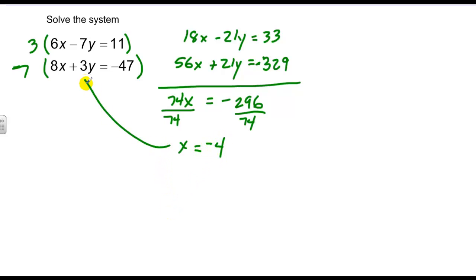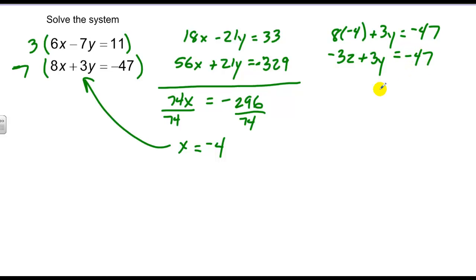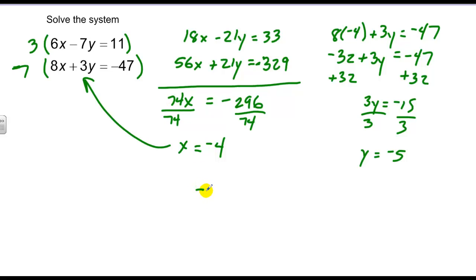I've got to find y, so I'm going to plug back in. That's 8 times negative 4 plus 3y equals negative 47. Negative 32 plus 3y equals negative 47. Add 32, get 3y is equal to negative 15. Divide by 3 on both sides and get y is equal to negative 5. Therefore, I've got an ordered pair of negative 4 and negative 5.